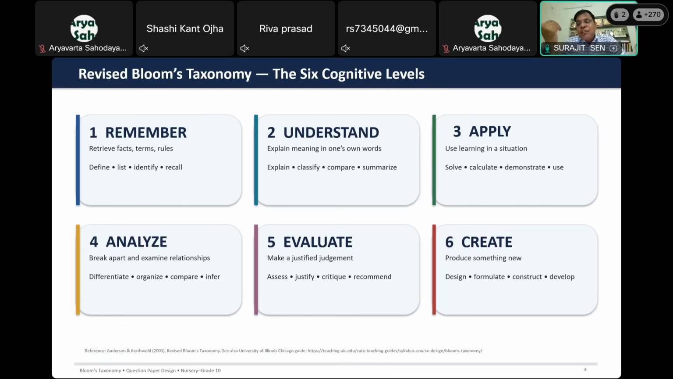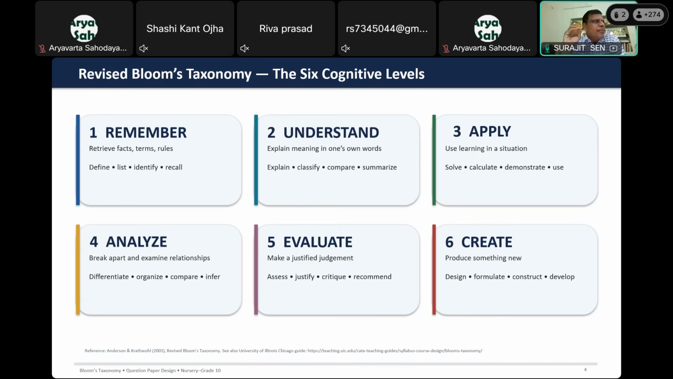And after that comes create: produce something new, design something in a different way. We can ask questions like design, formulate, construct. These are the different types of verbs that we'll be using when we make questions at this particular higher level. So these are the six levels on the basis of which questions are made.